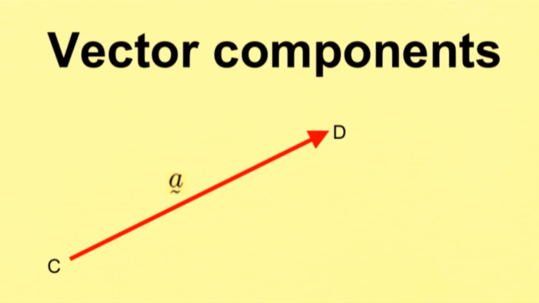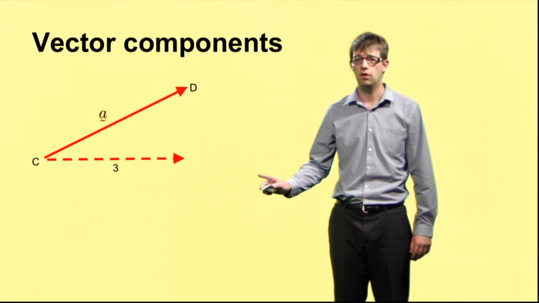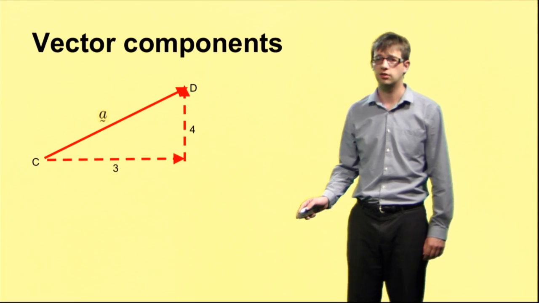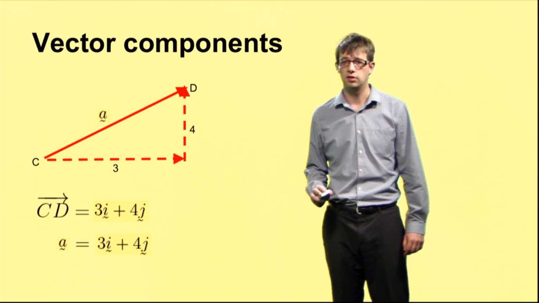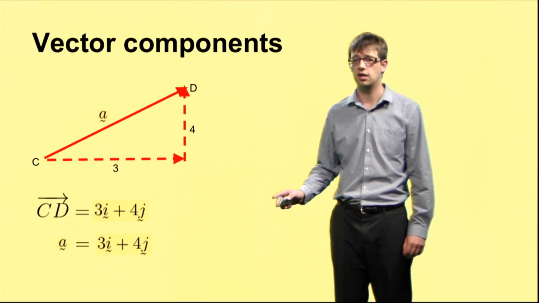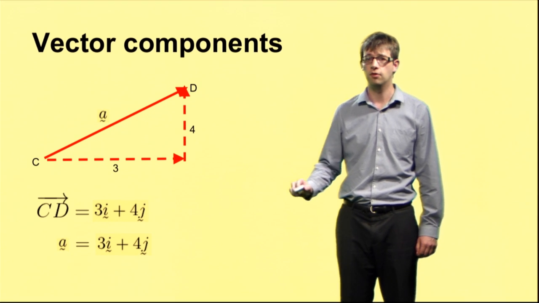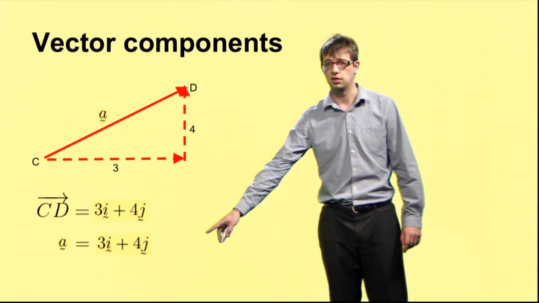Here we have vector CD, and we can split this vector up into two different vectors, which are the vector components. So how much left and right is the vector going, and how much up and down is the vector going. This one's going right 3 and up 4. We can change our notation now to represent that, so we use the ij notation. The i means how much left or right, and the j means how much up or down. So this one's going right 3 and up 4, so we write 3i plus 4j, which is the same down here as well.